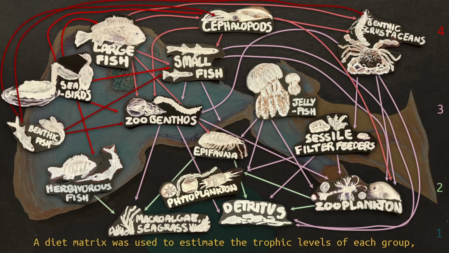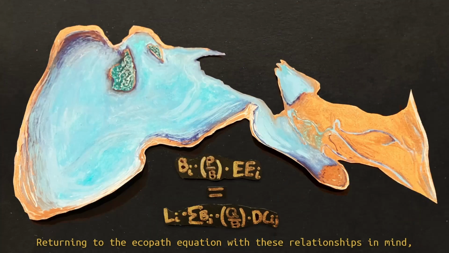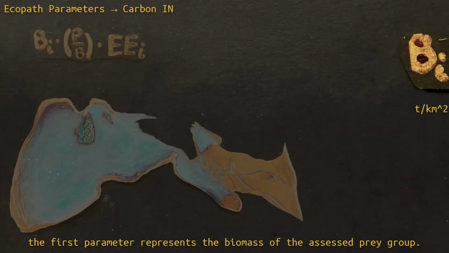A diet matrix is used to estimate the trophic levels of each group, and it is essential to consider these complex predator-prey dynamics as we explore the Ecopath data to understand why fluctuations in biomass occur and extrapolate relationships between ecotrophic groups. Returning to the Ecopath equation with these relationships in mind, the first parameter represents the biomass of the assessed prey group.